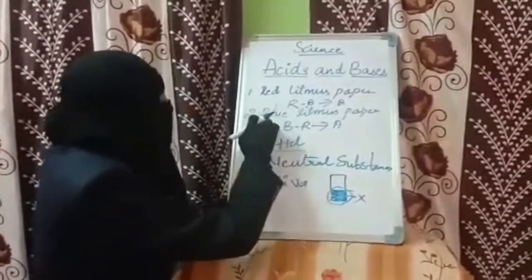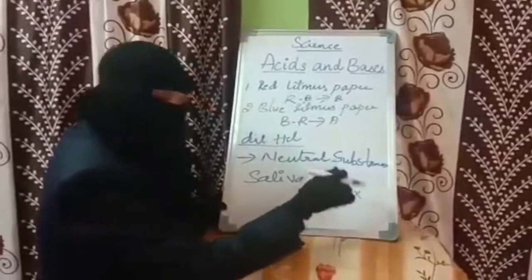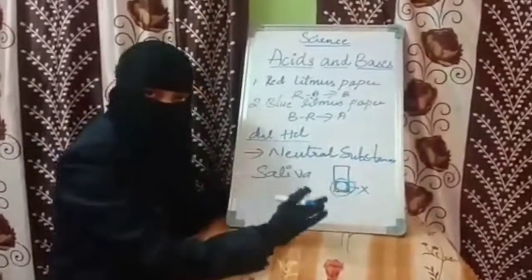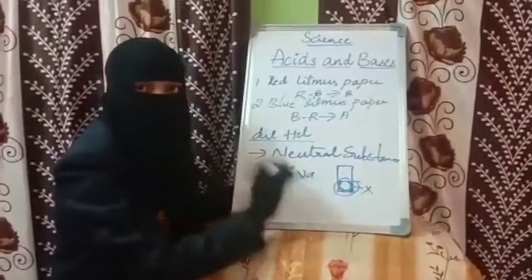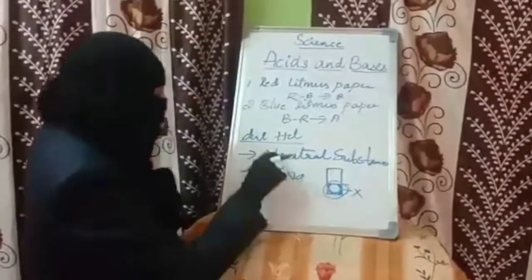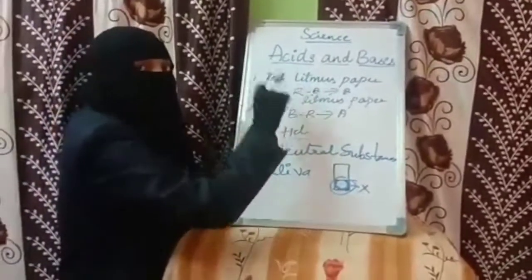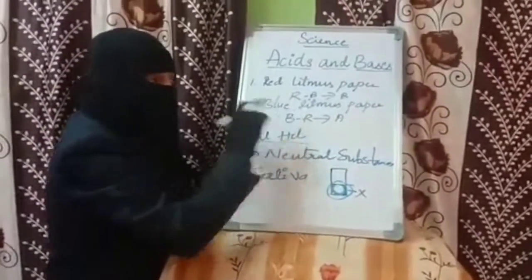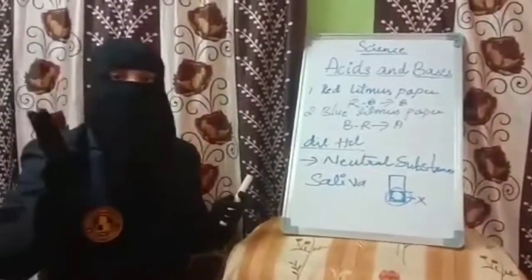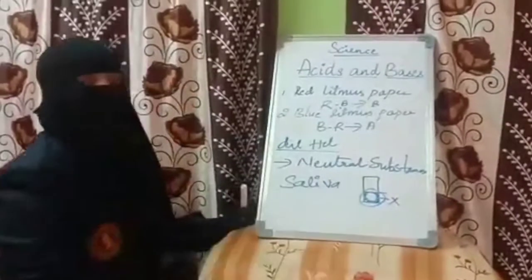In the same way, take red litmus paper and put saliva on that. Do you find any changes? No, you can't find any change in the color of red litmus paper. That is because neutral solutions do not show any effect on red litmus paper or on blue litmus paper. So basically substances are of three types: acidic substances, basic substances and neutral substances.